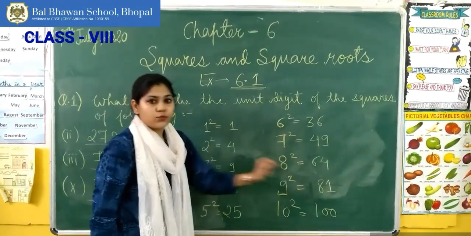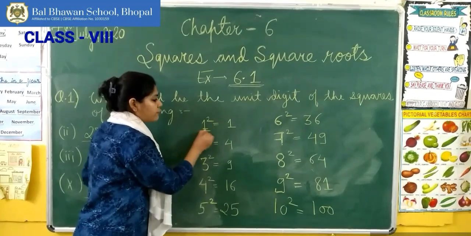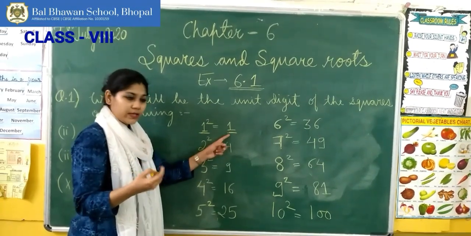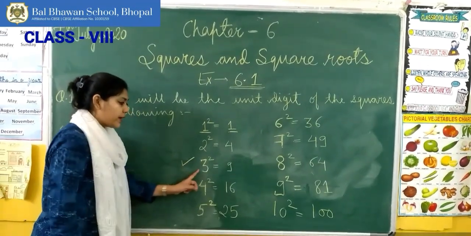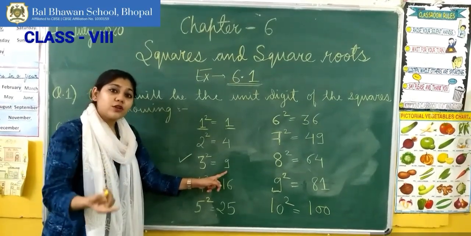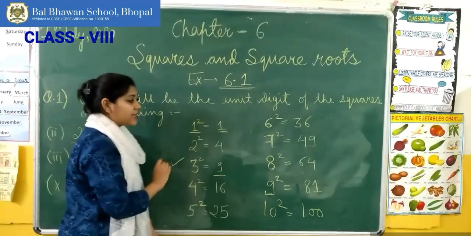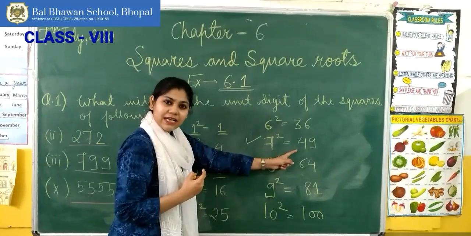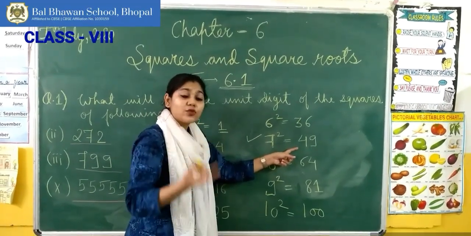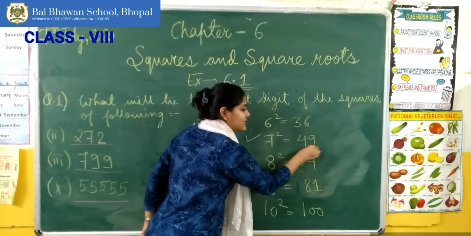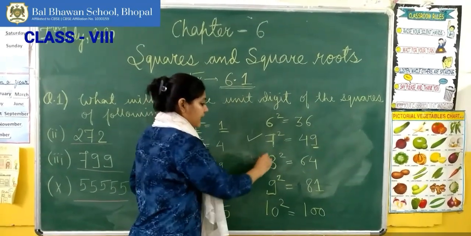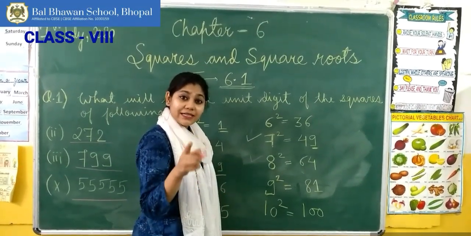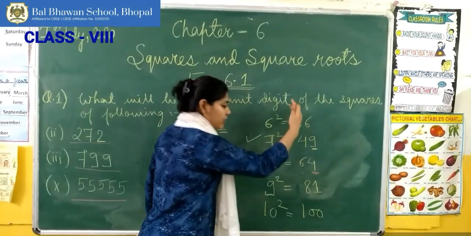and I have written their squares also. Okay, so now like here the square of 1 is 1. So what is the unit digit of the square of 1? 1 only. Now let's talk about 3. So the square of 3 is 9. So what is the unit digit of the square of 3? Of course 9. Let's take 7 over here, right? So what is the square of 7? Square of 7 is 49. Okay. Now what is the unit digit of the square of 7? Yes, it is 9. Now if I talk about 8, the square of 8 is 64. So what is the unit digit of the square of 8? It is 4. Right? So in this way I have written it.